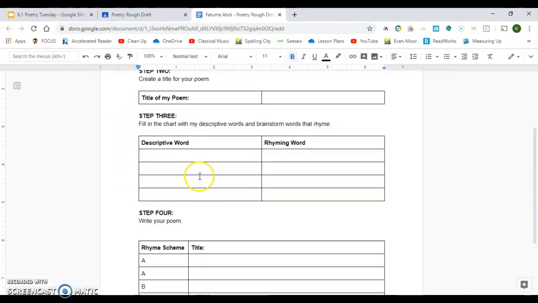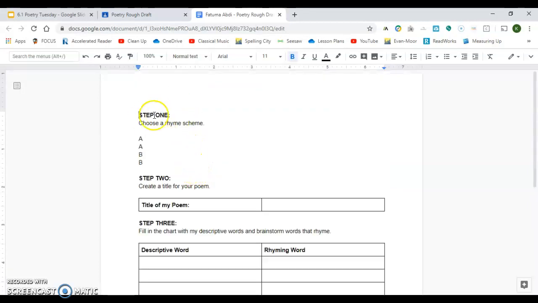Okay, and it has all the steps laid out for you. So our first step is choose a rhyme scheme. Well, I chose it for you to make this a little bit easier. We're going to use this rhyme scheme, AABB. That means lines 1 and 2 will rhyme, and lines 3 and 4 will rhyme with each other. Okay, so step 1, we're good.